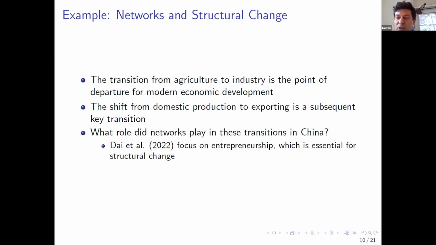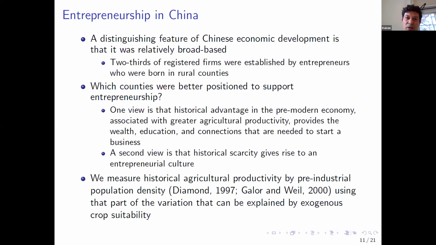And just to give you some context, Chinese economic development really commences with privatization in the early 1990s, after which there was a huge increase in the number of private firms. And then about a decade later, in the early 2000s, China started to export in a big way. And that is the second transition. And what we want to do in this project is to examine the role played by networks in these transitions.